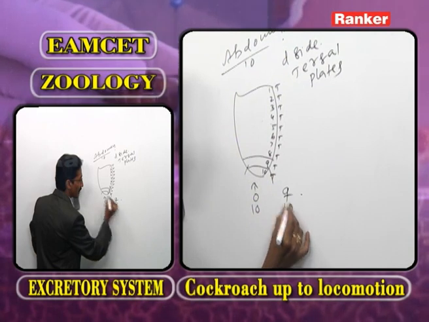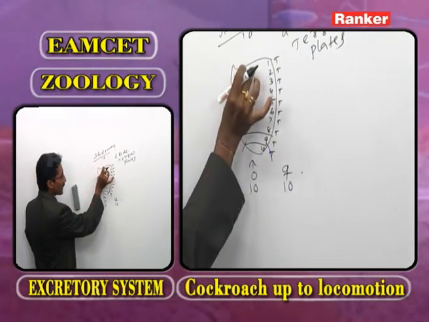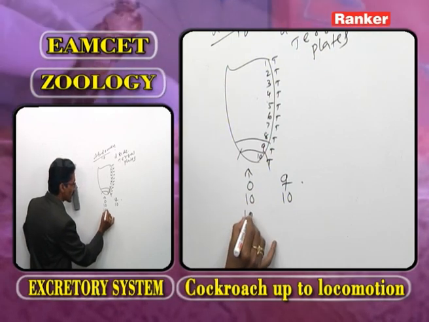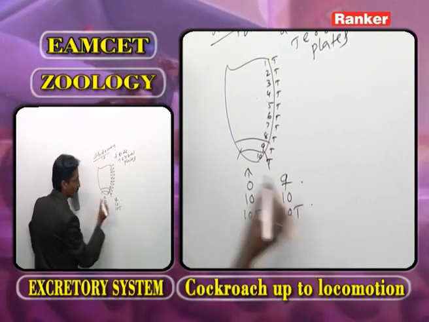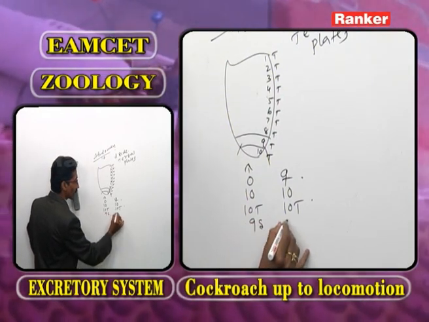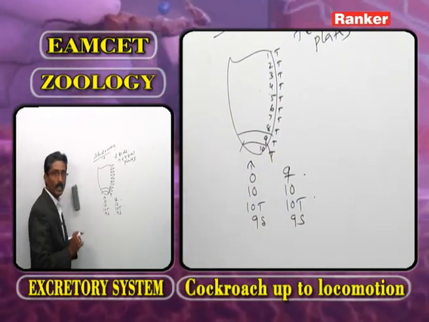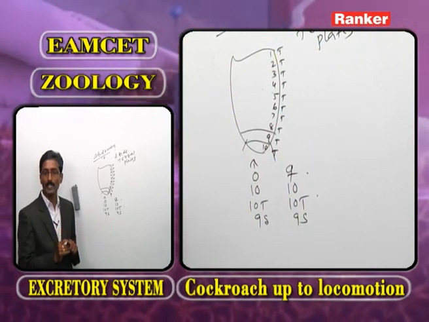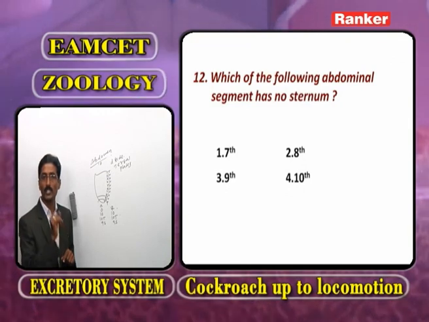In the male cockroach, how many segments are in the abdomen? 10. In the female, 10. Now on the dorsal side, how many tergal plates? 10 tergal plates. Now how many sternal plates? 9 sternal plates. Now what is the question? Which of the following abdominal segments has no sternum?